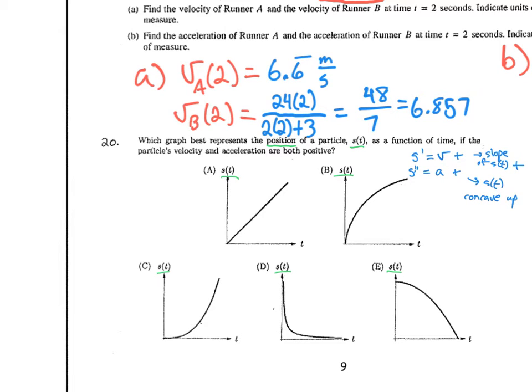If the second derivative of s is positive, that means that our original function s is concave up. And if we go through each one of these examples, we see that in A, yes, the slope of s is positive, so velocity would be positive here, but the acceleration would be 0 because this graph is neither concave up nor concave down. It's just a straight line.